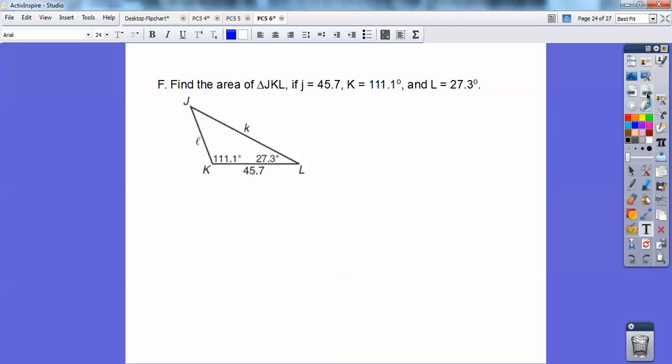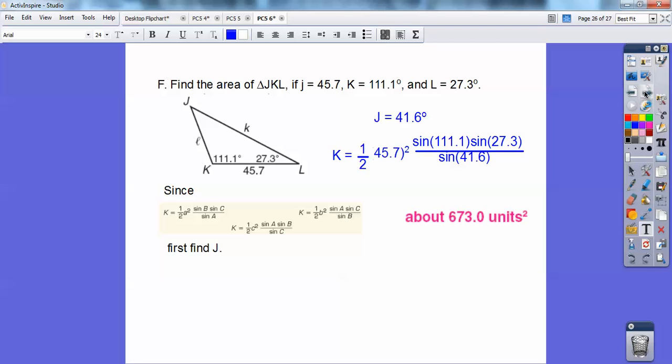Okay, I got these angles right here. Now, since I don't have the included sides, what I'm going to have to do is figure out angle J first, and then do the area. So let's find angle J, you guys. Angle J is 41.6 because I added this one plus this one and took it away from 180.